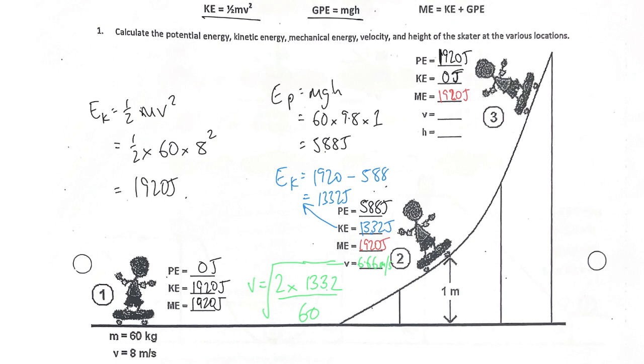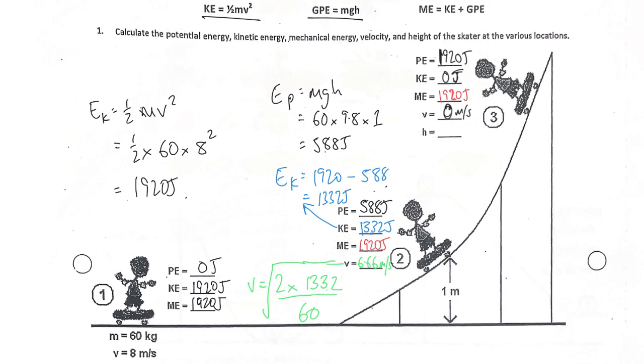That means either the v or the h is going to be 0. Which one? The v, because he's not going to be moving. He's got 0 meters per second because he's stopped moving. Now the question is, how high off the ground is he? He's not 3 meters off the ground.